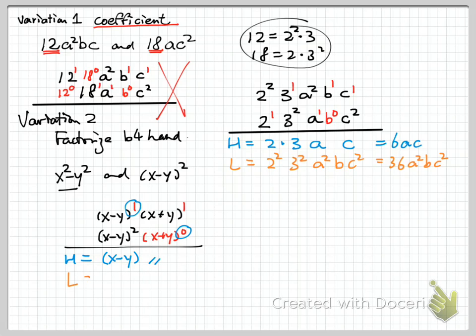As for the LCM, we choose the highest power in each case. So that would be (x minus y) all square, (x plus y). That would be the LCM. So this is it. That would be the thing on HCF and LCM.